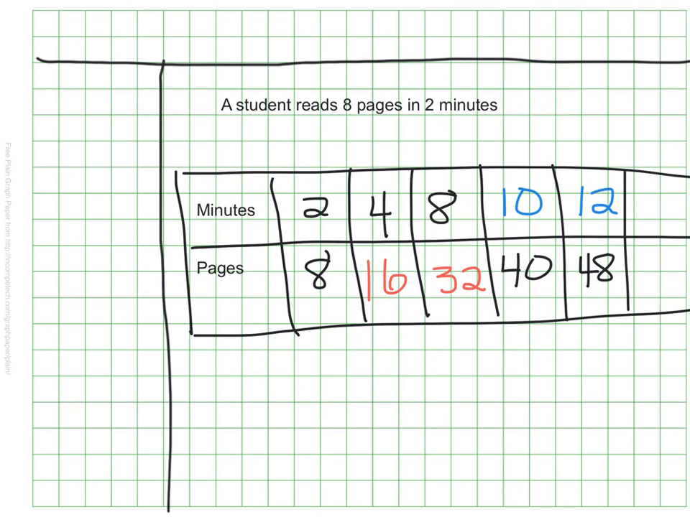Using what you know from the first column of your rate table, you should be able to multiply and find the missing values. So this video showed us what a rate table is. Also, you might call it a ratio table. And this rate or ratio table can help us organize our thinking and be able to say, oh, in 12 minutes, this student will be able to read 48 pages.